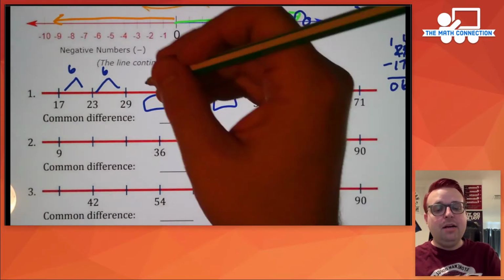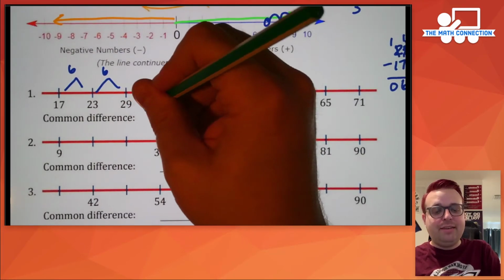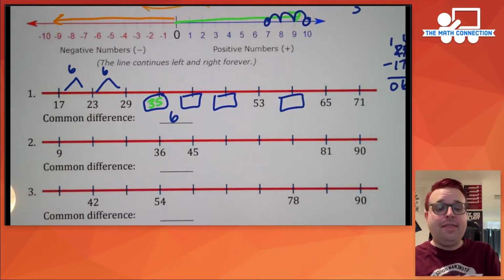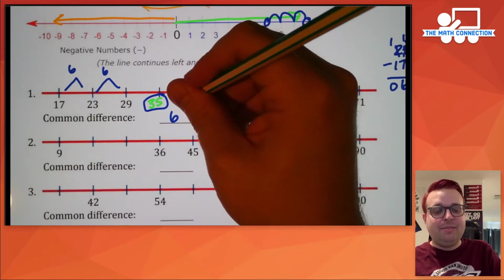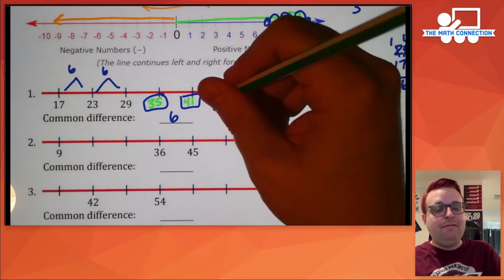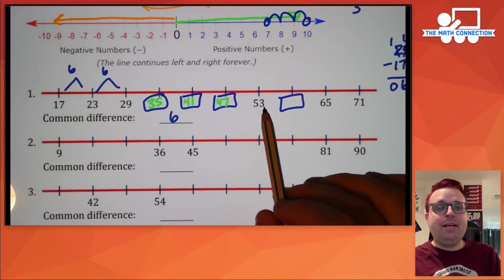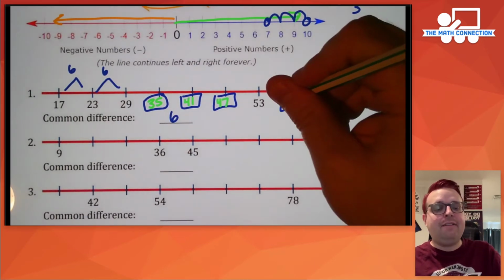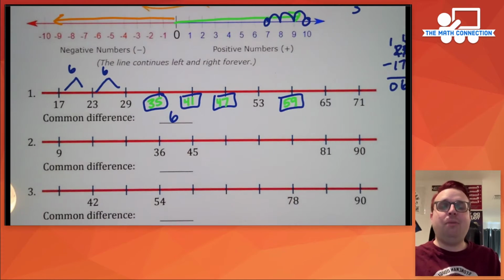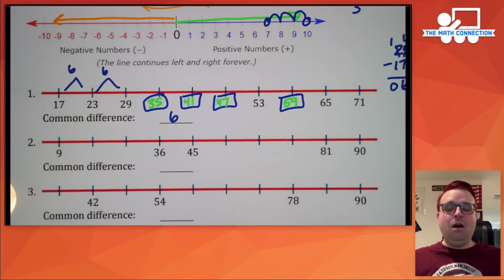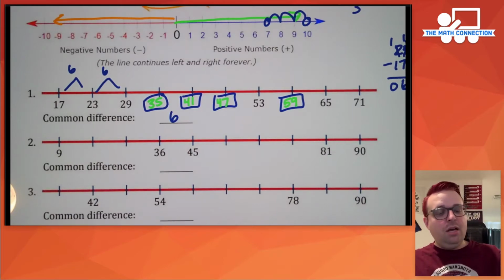Okay, we're back. So 29 plus 6 gives me 35. And then 35 plus 6 gives me a 41, and then 41 and 6 is 47. Finally, I have 53 already, so I just need to add 6 to that, and I get 59. And now my number line is complete. All the things that were missing are complete.